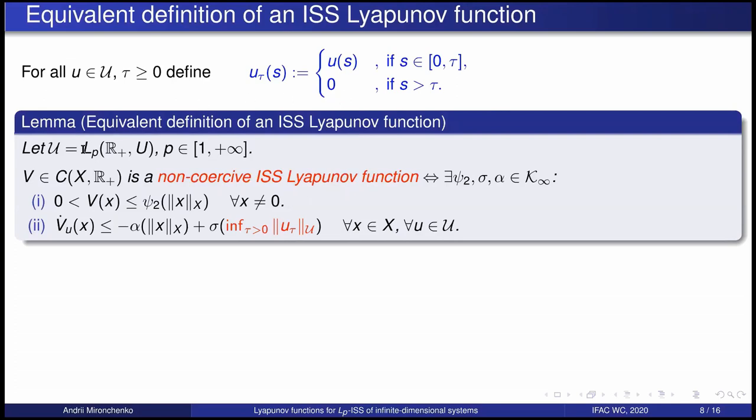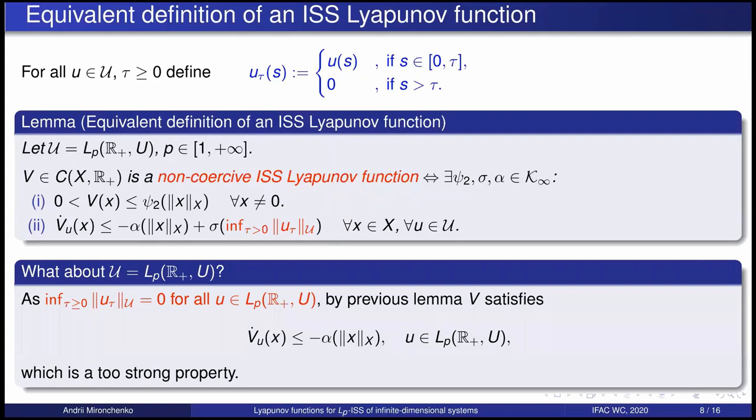Now, if the input space is any LP space with P from 1 to infinity, including infinity, then a continuous function is a non-coercive ISS Lyapunov function if and only if it satisfies these two properties. They are basically the same as what we had in the definition, but now, instead of the norm of the input, we have here the infimum of the norms of the truncations of the input.